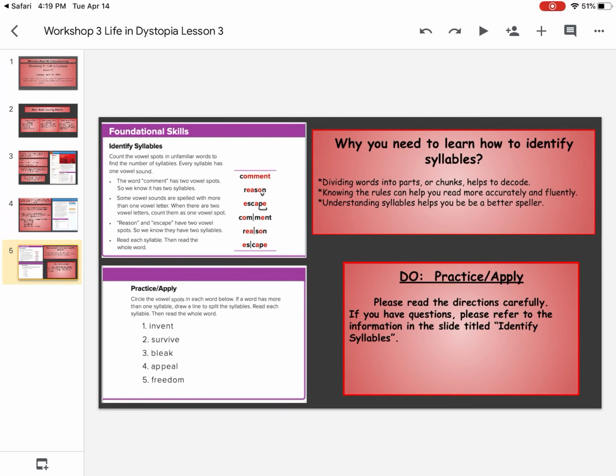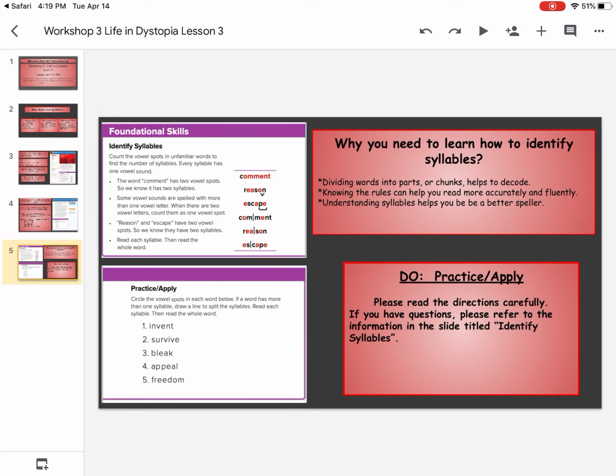Now, we're going to count vowel spots in words. If you look at this first top box where it says identify syllables, you count the vowel spots in unfamiliar words to find the number of syllables. Each syllable, or word part or chunk, has 1 vowel sound. So if we look at the word comment, we know it has 2 vowel spots. Remember, a vowel is A, E, I, O, or U. So in the word comment, I want you to circle the O and the E.